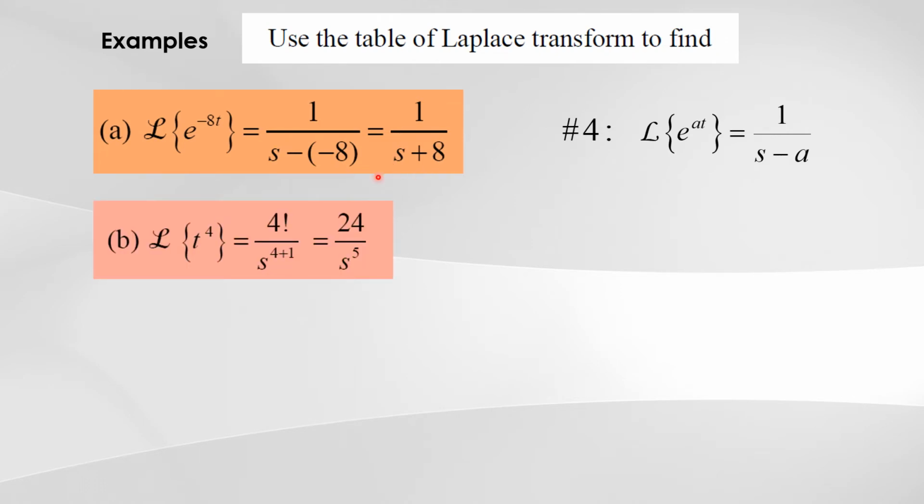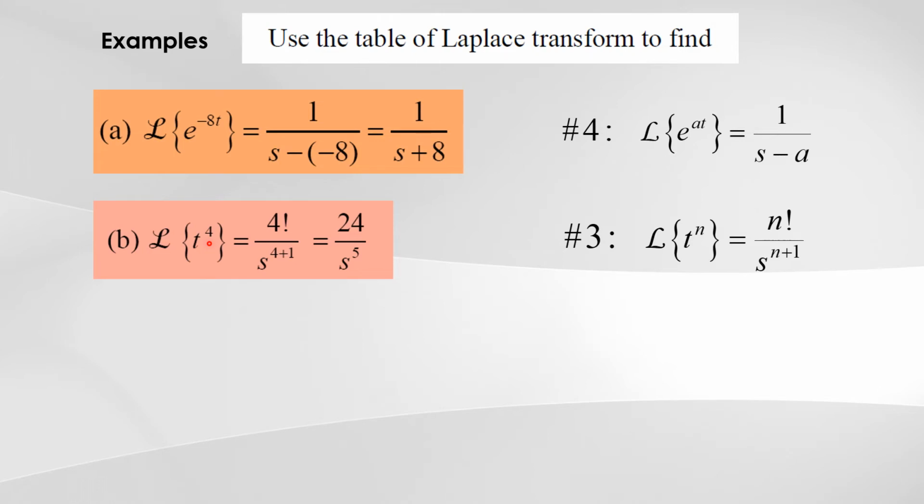The next question requires us to find the Laplace transform of t to the power of 4. Search from the table which of those functions listed in the table matches with this expression t to the power of 4, and we found out that this function matches with the function given at row number 3, transform of t to the power of n, which is given by n factorial divided by s to the power of n plus 1. So if we match these two, we can find that n is equals to 4.